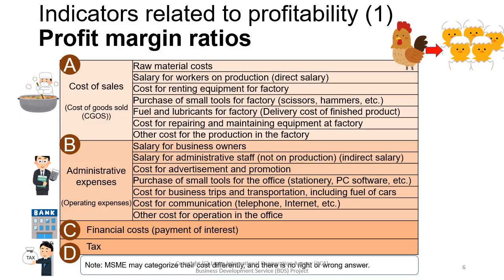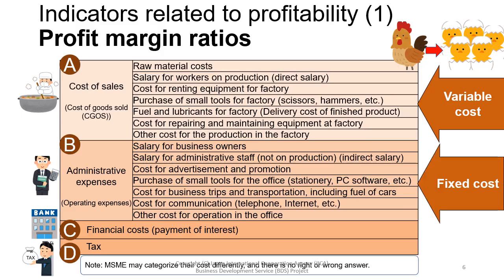These costs are also called variable costs because you can adjust the cost depending on how much you produce. If you produce less, you need fewer raw materials and workers working on production. If you produce more, raw material costs increases and you may need to hire more people to work on production. What about administrative expenses? Salary of business owners or secretary, for example, do not change depending on how much product you produce. So these are called fixed costs.